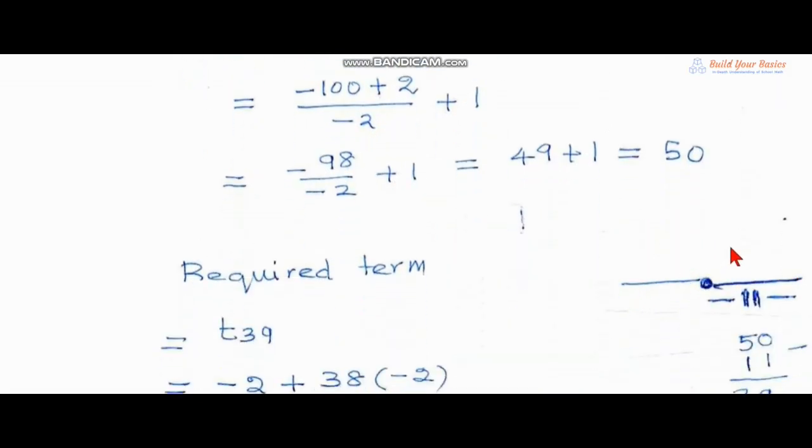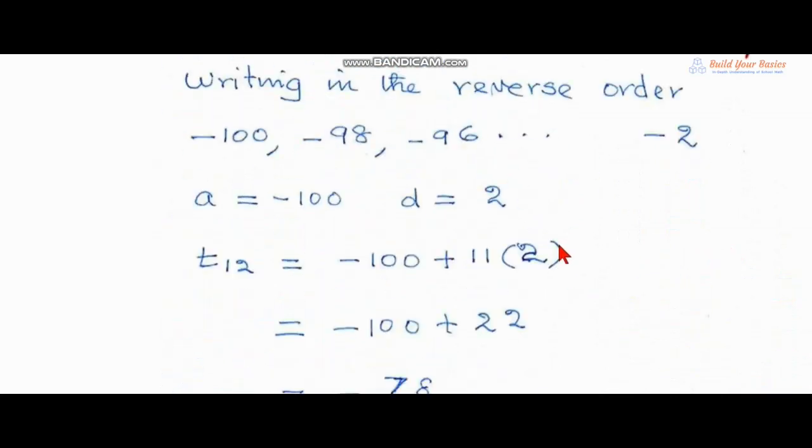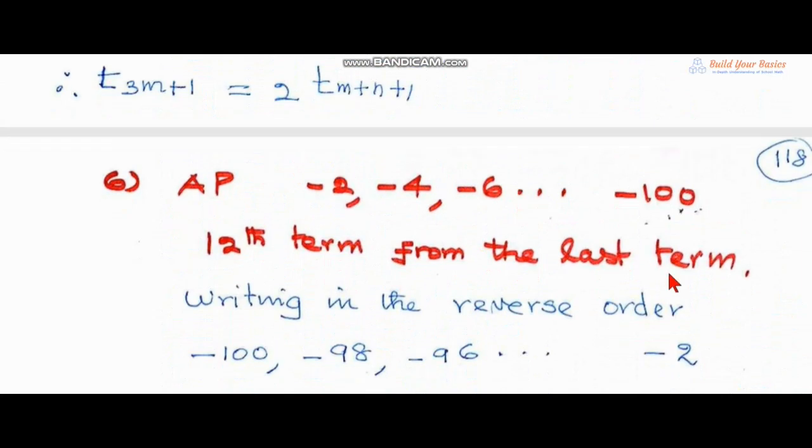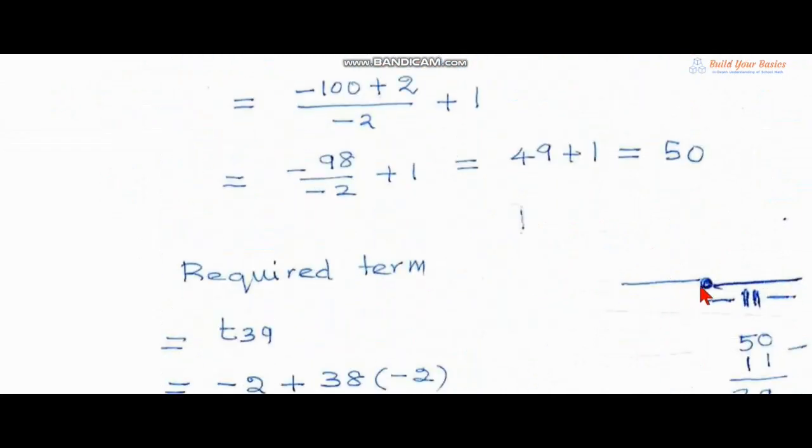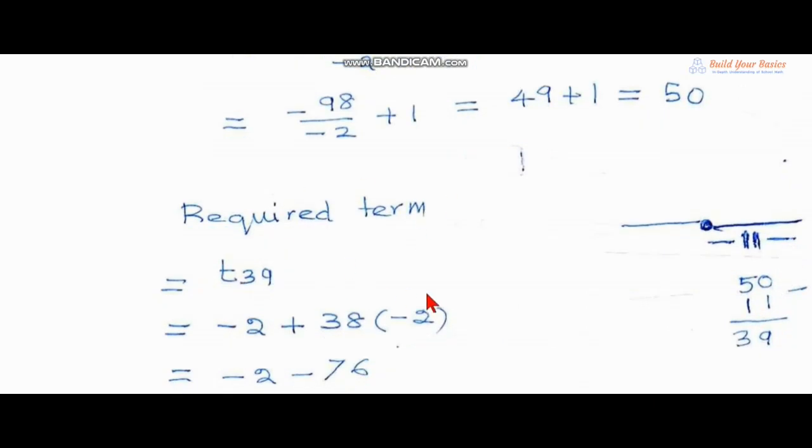There are 50 terms. We want to find the 12th term from the last term. So we have to leave out 11 terms on the right. So the required term is T39. There are 50 terms. We have to leave out 11 terms. Why should we leave out 11 terms? Because we want the 12th term from the end. So 50 minus 11 is 39. So it is enough if you find T39 for the given AP.